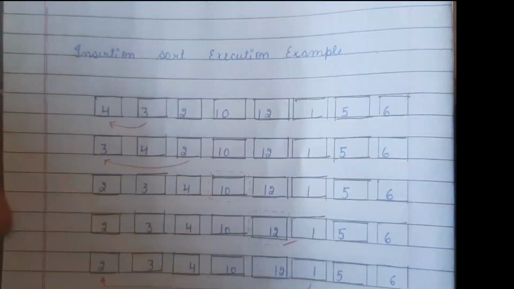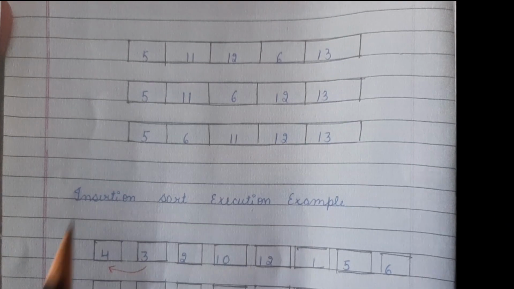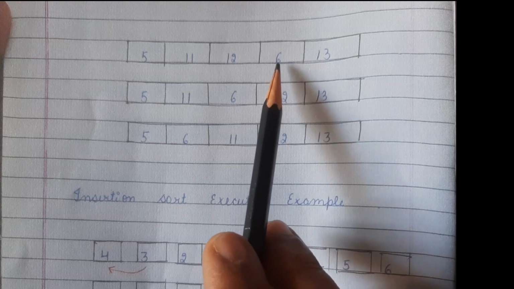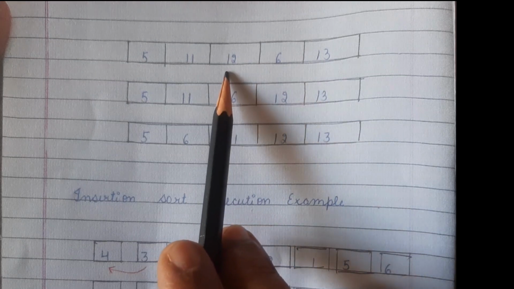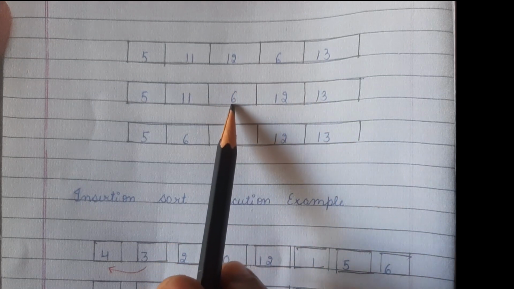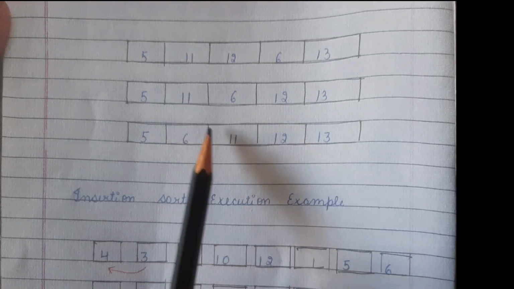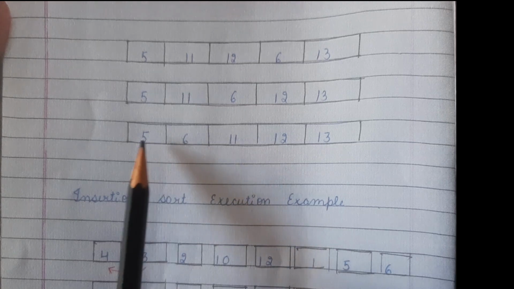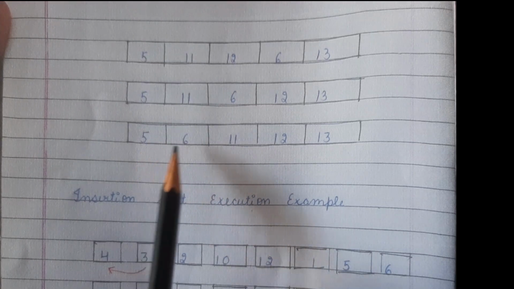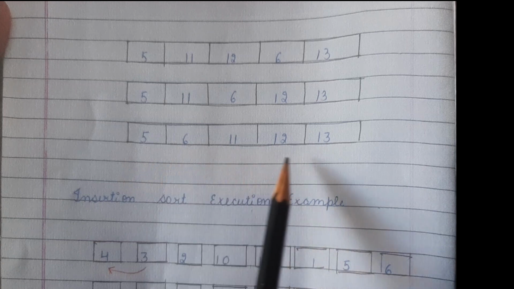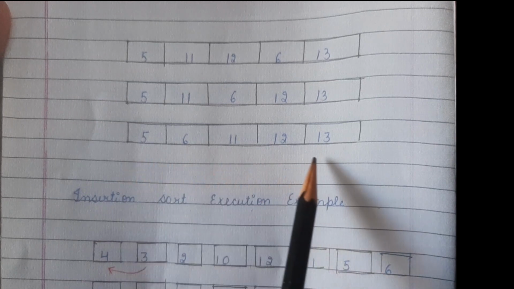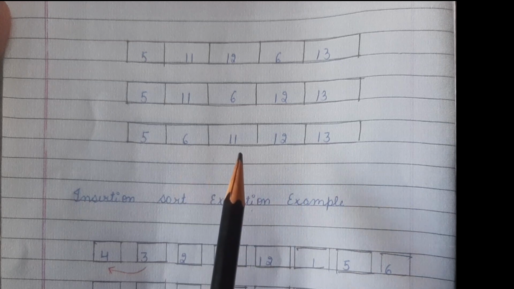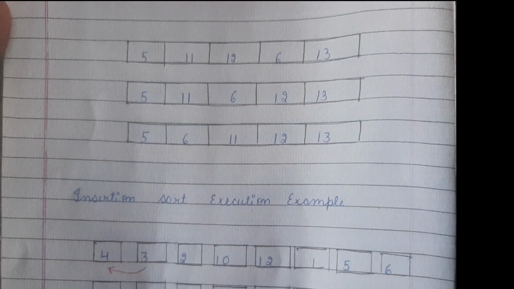After this comparison, 6 and 13 are interchanged. After this, now 6 is compared with 12. So 12 and 6 are interchanged. Now 6 is compared with 11. So 11 and 6 are interchanged. Now we compare 5 and 6. No swapping is required. So after completing the fourth pass, the elements are in the correct position. So for 5 elements, 4 passes are required.